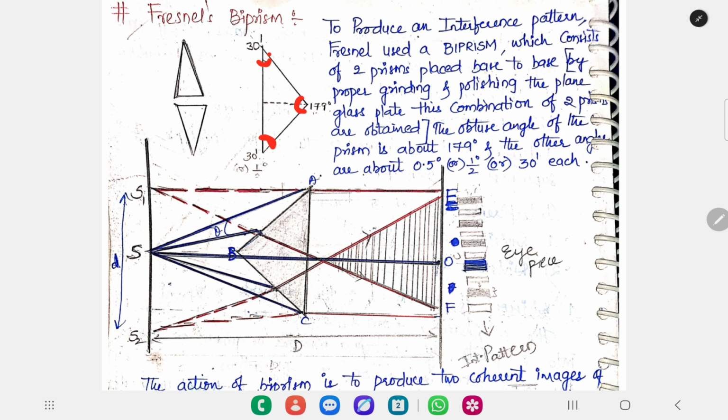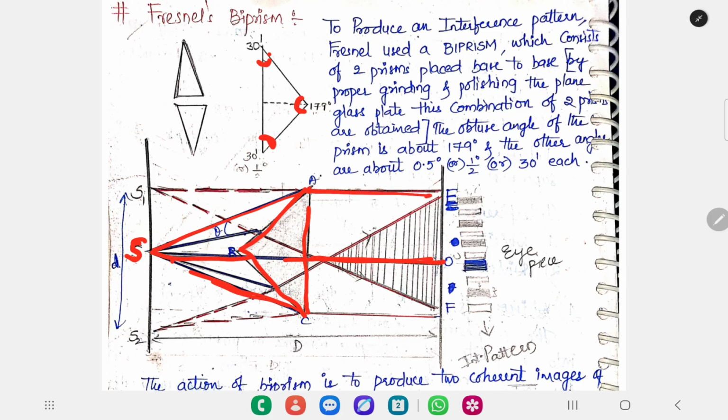You can also see the experimental arrangement, the diagram that represents the Fresnel's biprism experiment. Here is our source. Here is the Fresnel's biprism placed. The light is illuminated here, and after going through the biprism, it moves like this. See, this is another ray, it is moving like this.